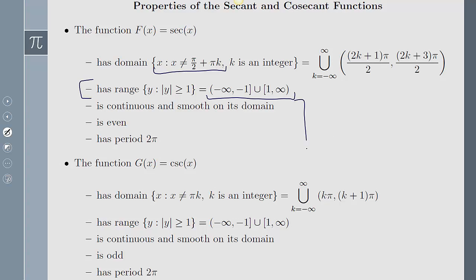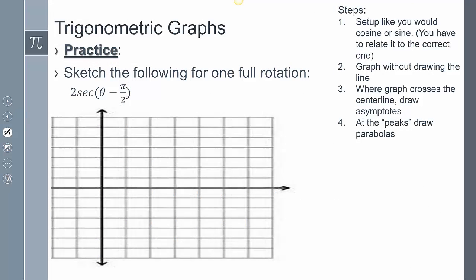And basically the rest of this is very similar to what it would normally be for sine and cosine. It has a period of 2 pi. They're both even and odd respectively to their graphs, and it's continuous and smooth on its domain. So now let's actually practice graphing one of these.